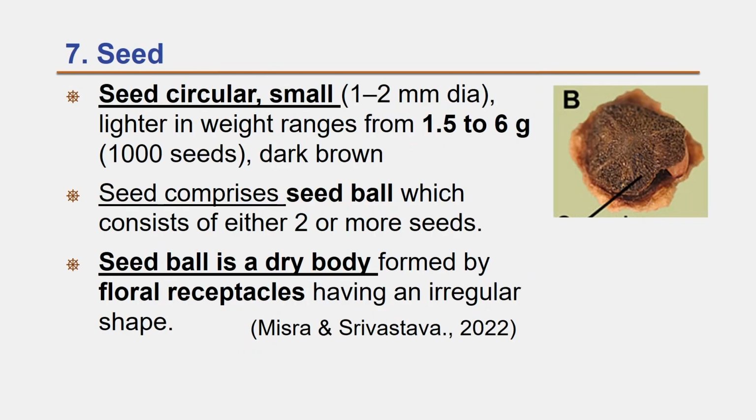Now, let us see seed morphology. So, seed is circular, small, just 1 to 2 millimeter in diameter, and lighter in weight, ranging from 1.5 to 6 gram. See, test weight is very low. It is just 1.5 to 6 gram for 1000 seeds, and dark brown in color. Seed comprises a seed ball, which consists of either 2 or more seeds. Seed ball is a dry body formed by floral receptacles having an irregular shape.